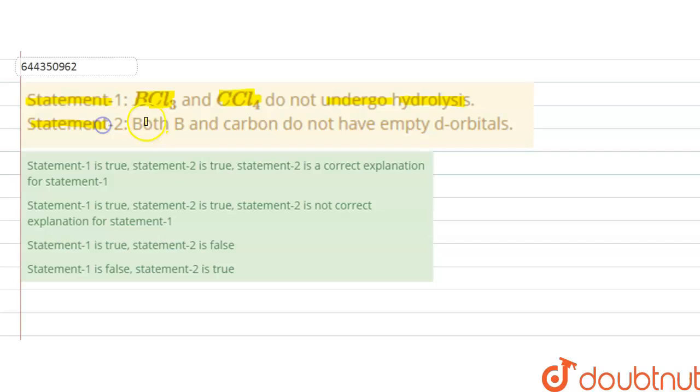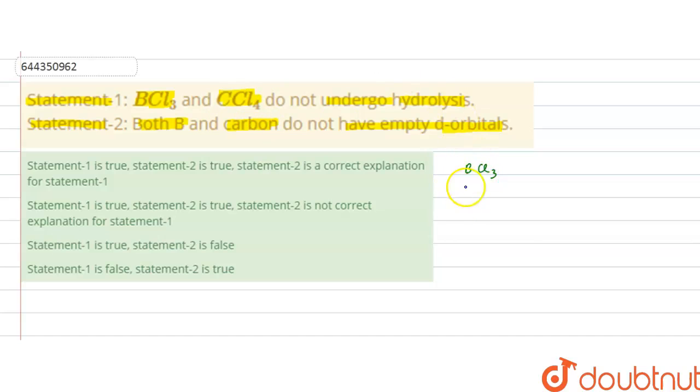Hello students, the question is: statement 1, BCl3 and CCl4 do not undergo hydrolysis, and statement 2, both boron and carbon do not have empty d orbitals. So in this question we are given two statements. We have to find out whether these statements are correct or not, and whether statement 2 is the correct explanation for statement 1 or not.